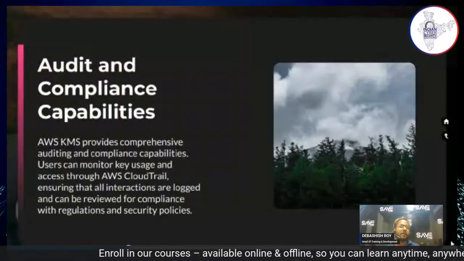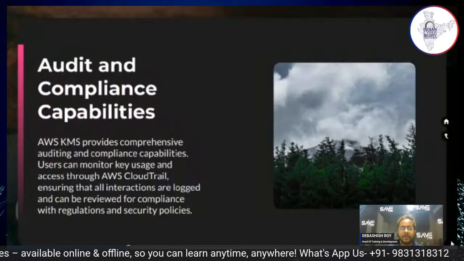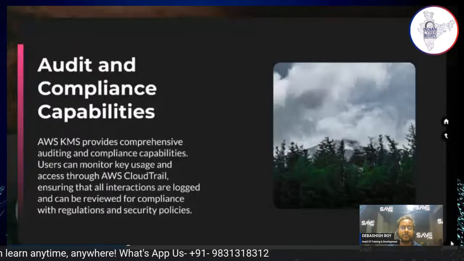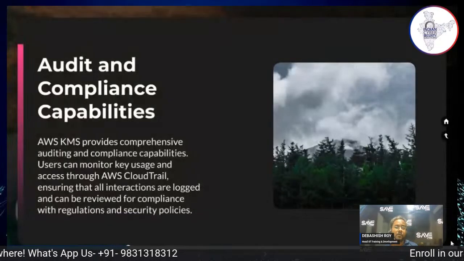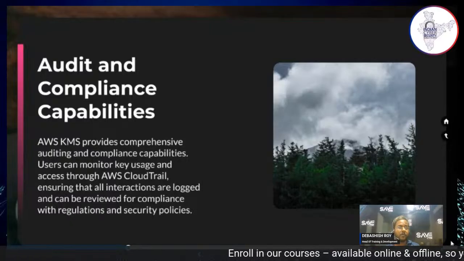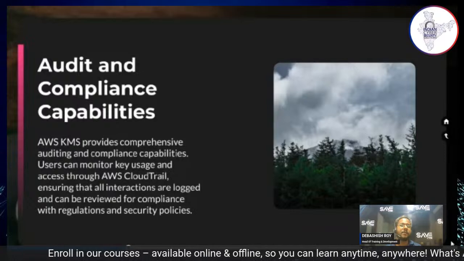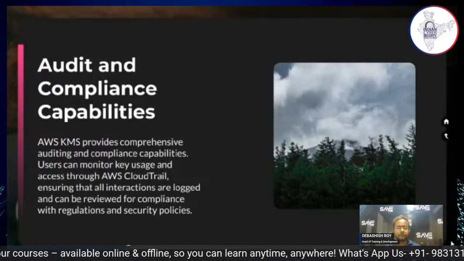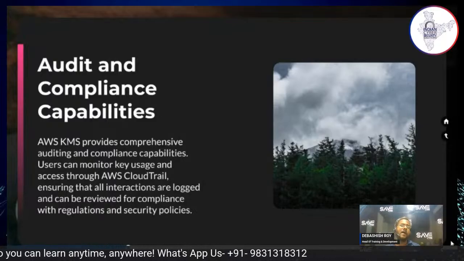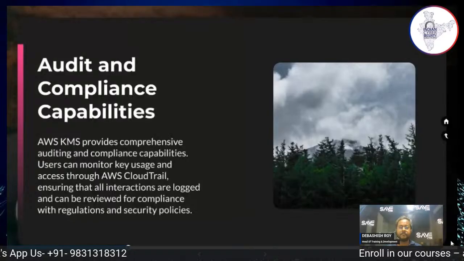Now, audit and compliance capabilities. AWS KMS provides comprehensive auditing and compliance capabilities, and users can monitor key usage and access through AWS CloudTrail. So that is the AWS CloudTrail event log also. Like you can have CloudWatch in AWS for all these instances, monitoring of the hardware. For all of this auditing and compliance, you have the AWS CloudTrail. And it ensures that all interactions are logged, all are audited, and can be reviewed for compliance with regulations and security policies.